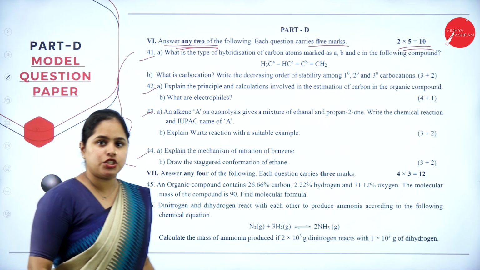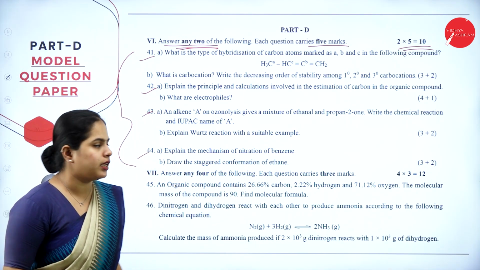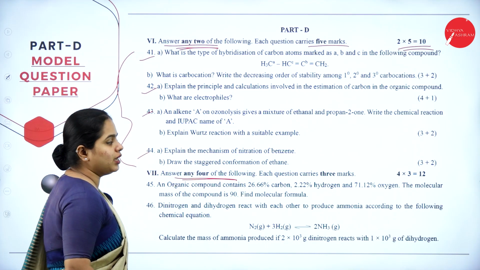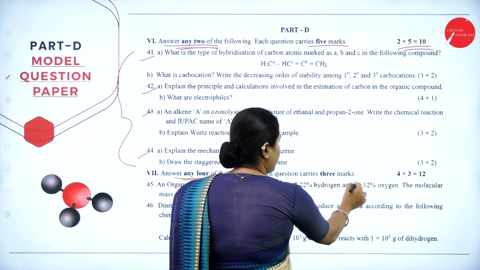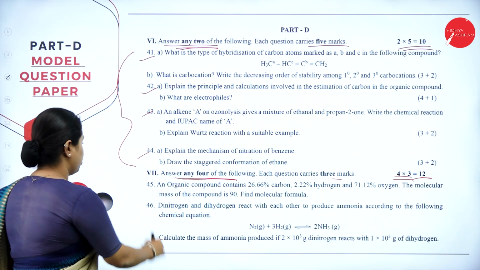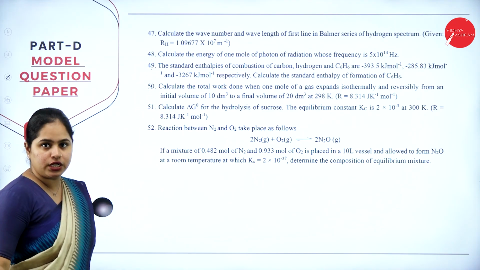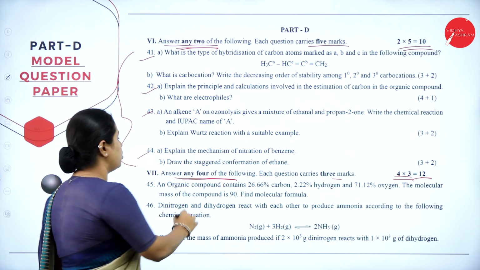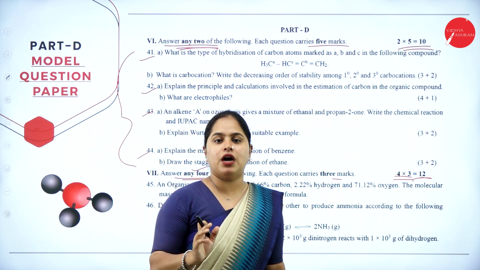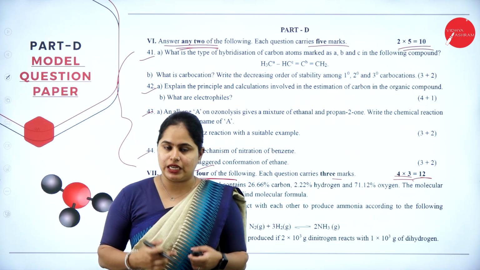Now the last part is part E, which is numericals, right? From numericals also answer any 4 of the following. Each question will carry 3 marks. So 4 into 3, you will get 12 marks from numericals. You have 1, 2, 3, 4, 5, 6, 7, 8 questions. From these 8 questions, you have to write only any 4 questions. For each question 3 marks, so a total of 12 marks. So this is how the marks are distributed in each section.